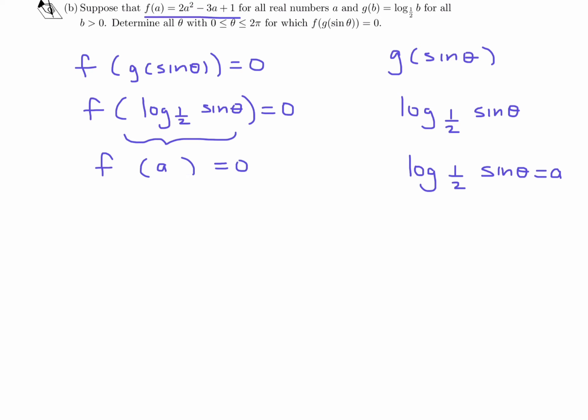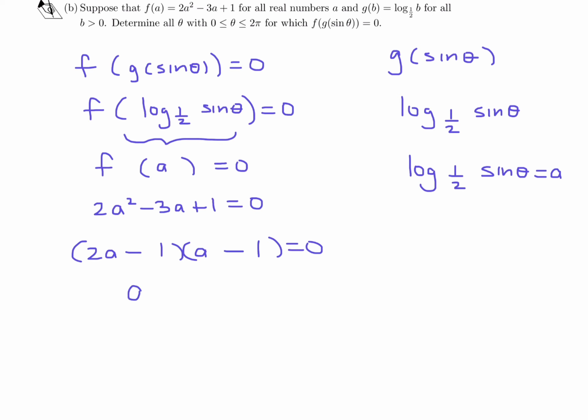Well, f at a, they gave me. That's 2a squared minus 3a plus 1. And let that equal to 0. I think this factors very nicely. 2a, 1 and 1, negative, negative. Right. So that means a is either 1 or it's a half.